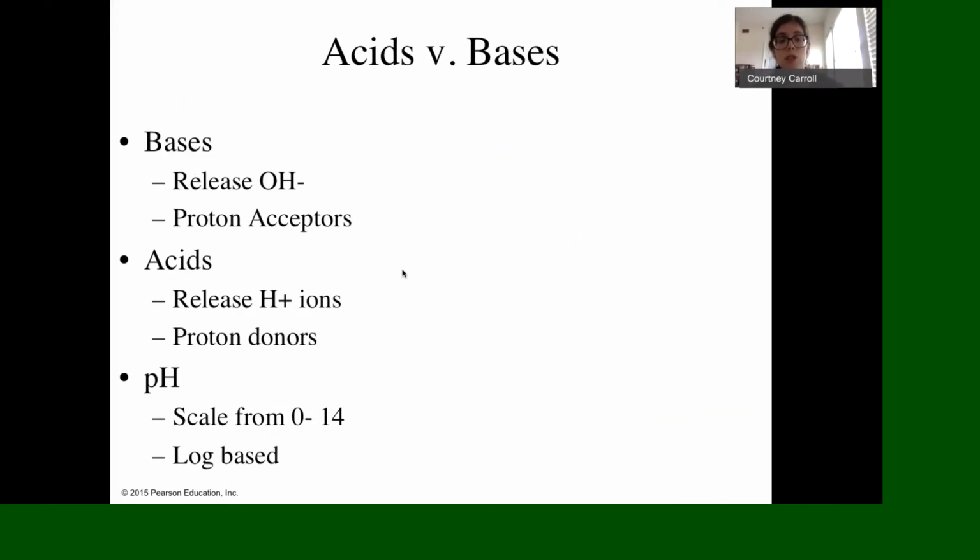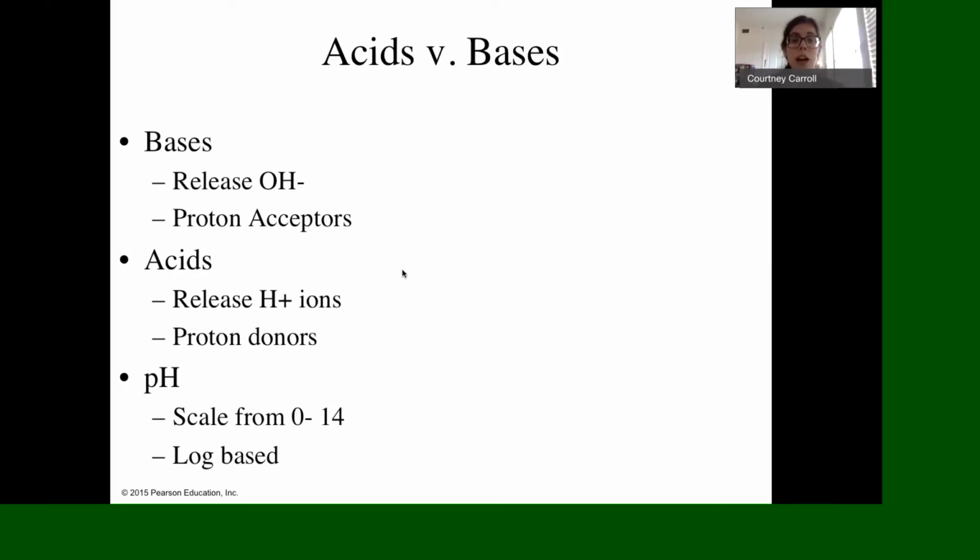And solutions can either be acidic or basic. So bases are things that release hydroxide ions, they release OH-, and we call them proton acceptors. They're going to take those H pluses. In biology and chemistry, right, H plus is also known as just a proton. Acids release proton ions. They release H plus ions, and they're proton donors. So they're going to be put into solution and they're going to give off H plus.